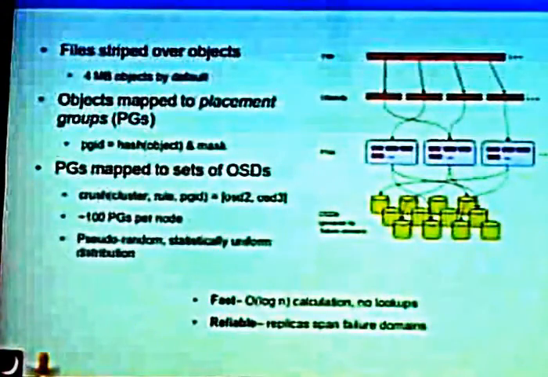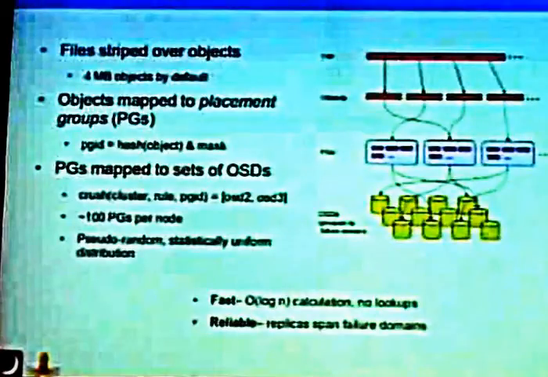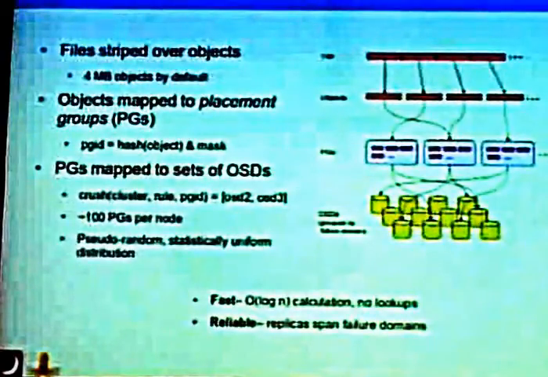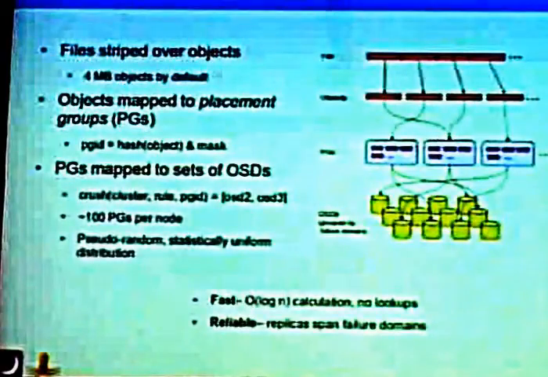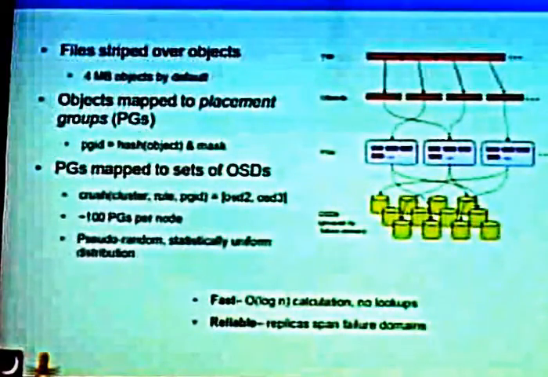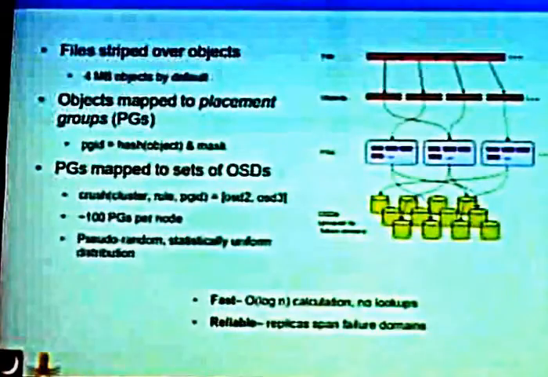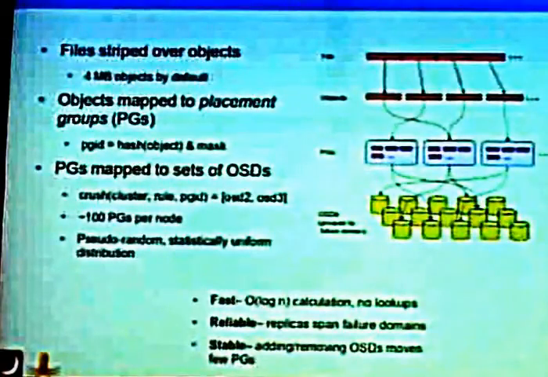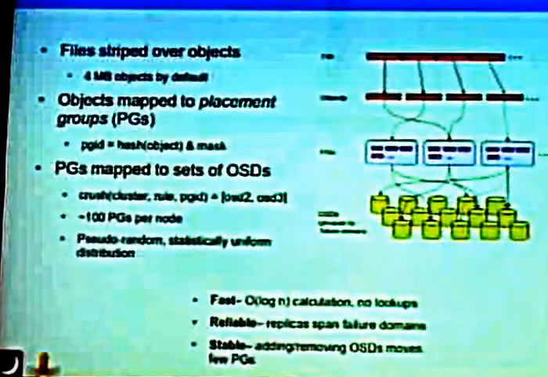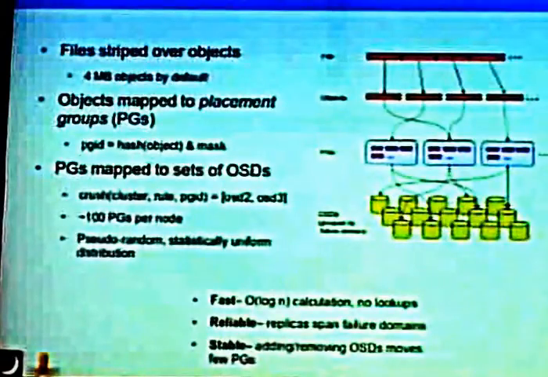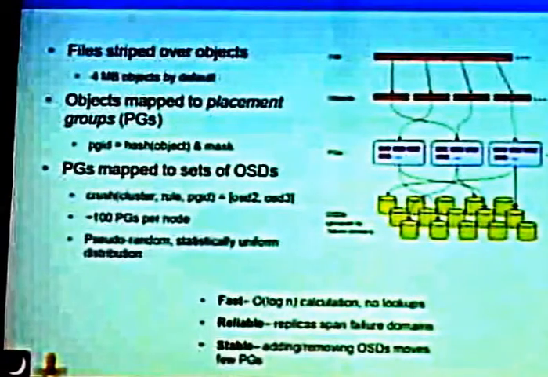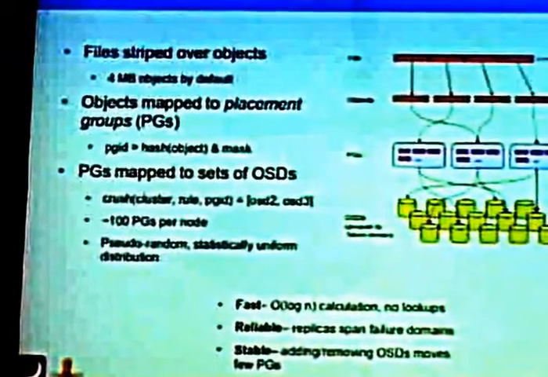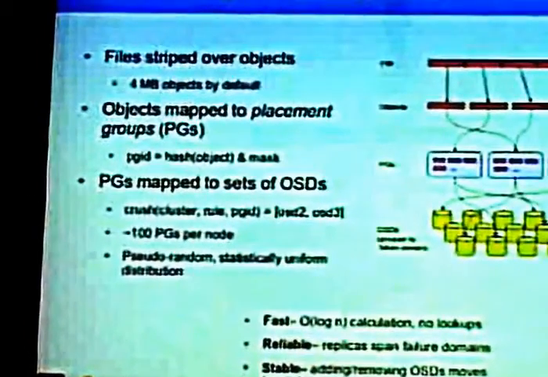The other thing is that it's reliable. All data objects in the system are replicated multiple times. And we can also specify that those replicas are separated across these administrator-defined failure domains so that we eliminate our exposure to correlated failures. And it's also stable, so that when we add devices to the system, a relatively small number of placement groups have to be migrated to new nodes in order to restore a balanced distribution that fully utilizes our available disk space and our available network or disk I/O bandwidth.